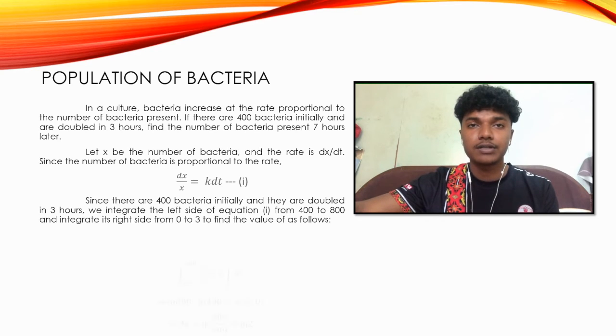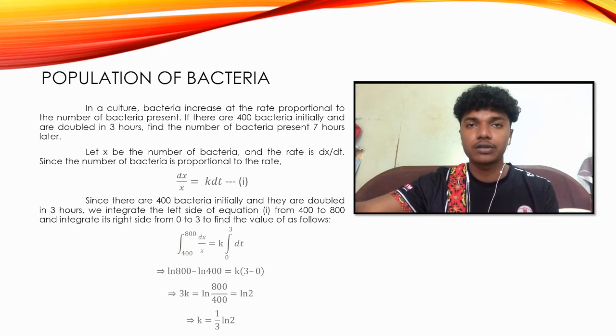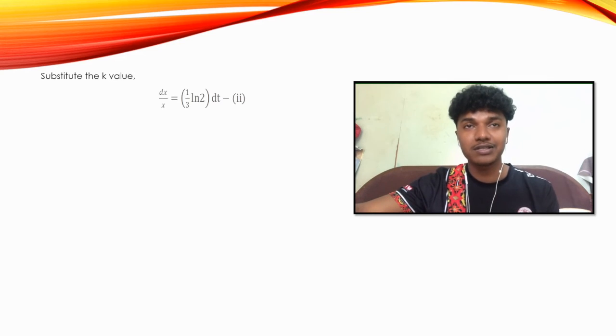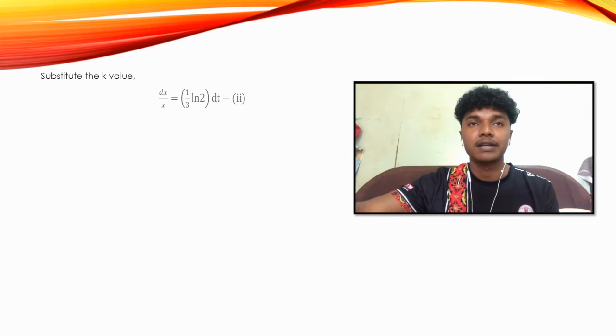If you can see the equation right here, the integration from 400 to 800 of dx over x equals k times the integration from 0 to 3 of dt. If we solve the equation, we get k equal to 1 over 3 ln 2. Substitute the value of k into the first equation, and it will become dx over x equal to 1 over 3 ln 2 dt.